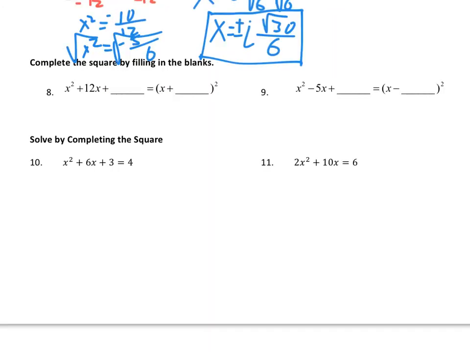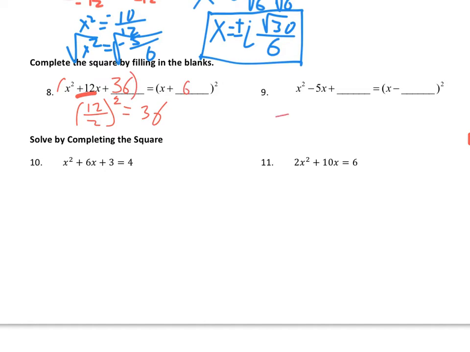On to some completing the square. All right, we want to complete the square to make this a perfect square. Okay? So we want to add half of the b value, in this case 12. So we got 12 divided by 2 squared. So 12 divided by 2 is 6 squared is 36. So we want to add 36, and then this whole thing here factors to make x plus 6 squared.